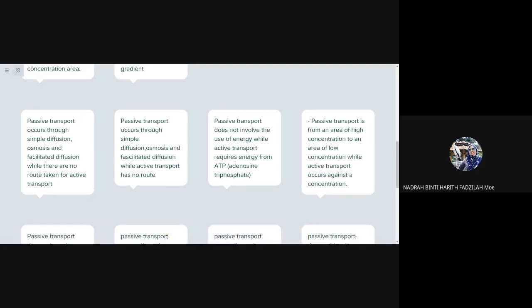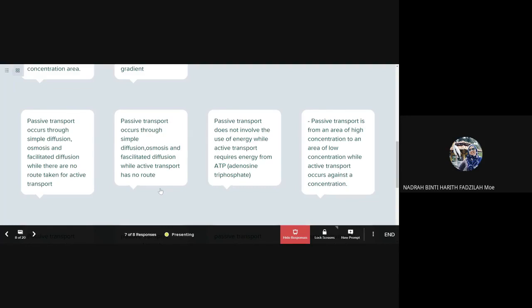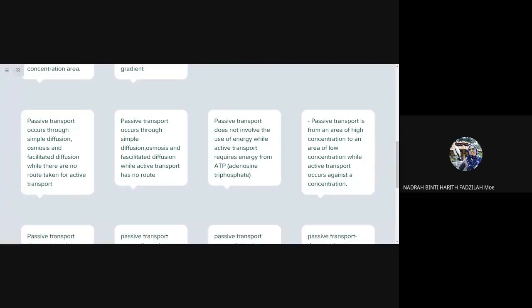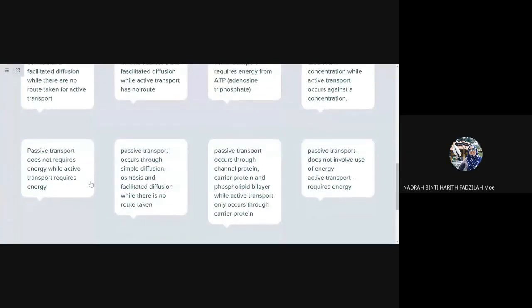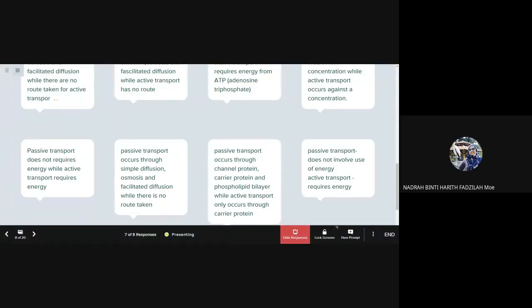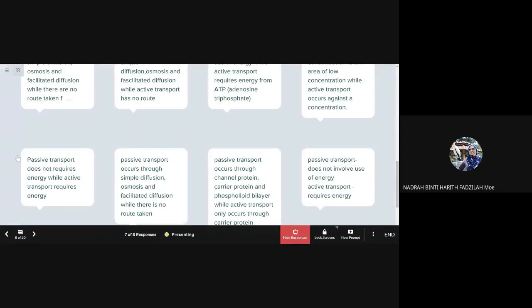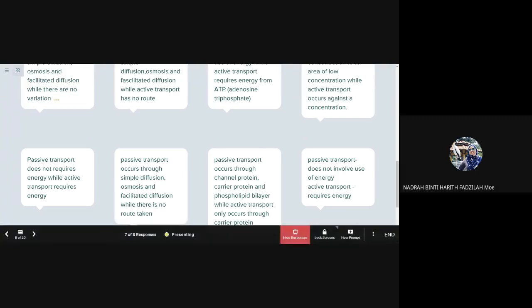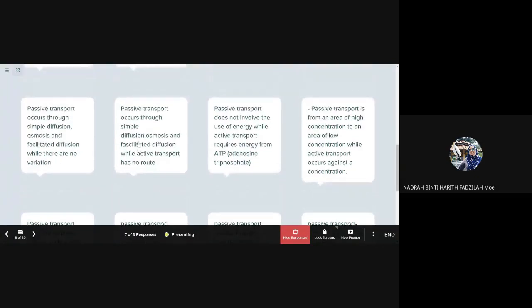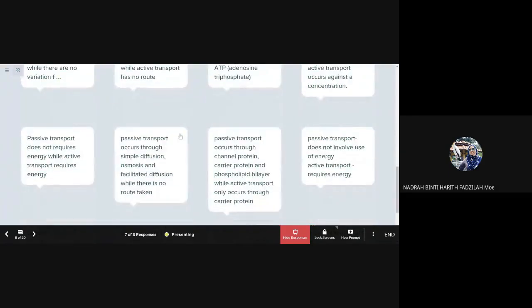Okay, sorry for the interruption. Ada interruption sekejap. Okay. So, Rahil, cuba check kamu punya personal feedback. Kalau kamu edit sikit part last tu, saya nak screenshot jawapan kamu sebab kamu punya idea tu bagus. Okay, good. And finally, passive transport does not require energy, while active transport requires energy. Very good. Okay, ini yang final punya. Sekejap ya. Saya screenshot. Okay. Okay, there's one more answer that I would like to share with you.